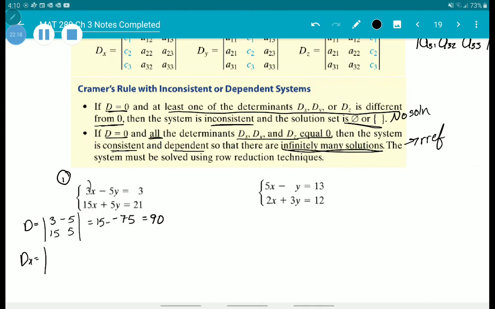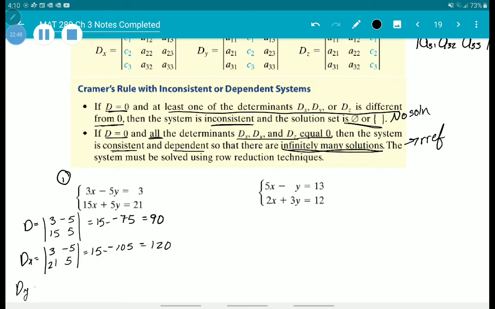So dx is going to replace that first column with what's on the other side of the equal. So my first column in this matrix would be 3 and 21. That second column remains the same from D, so negative 5 and 5. So we're going to have 15 minus negative 105. And that's going to be 120.